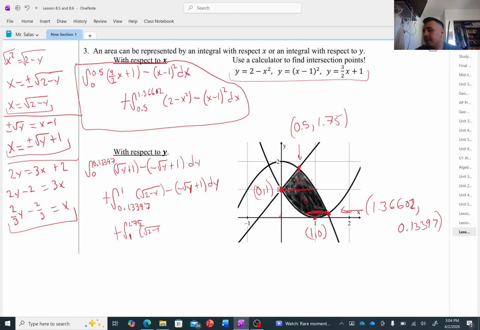Again, the square root extends to the y. Minus, and in this case, the top part or my left part would be my linear graph, which is minus 2/3 y minus 2/3, right? And then dy. And this whole entire nasty integral would be your setup with respect to y.